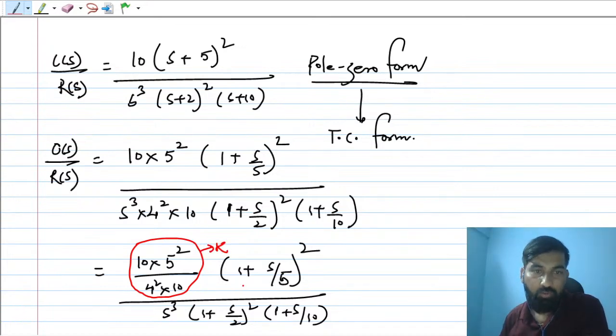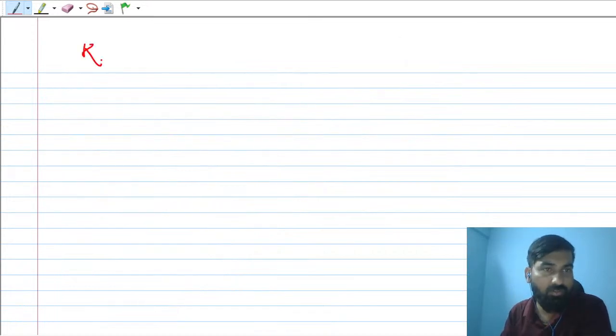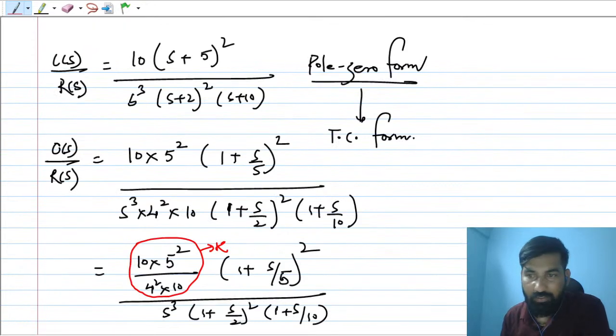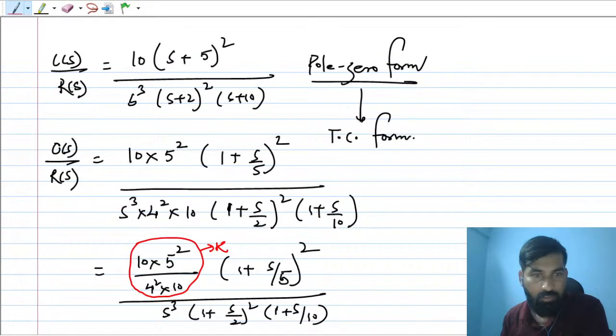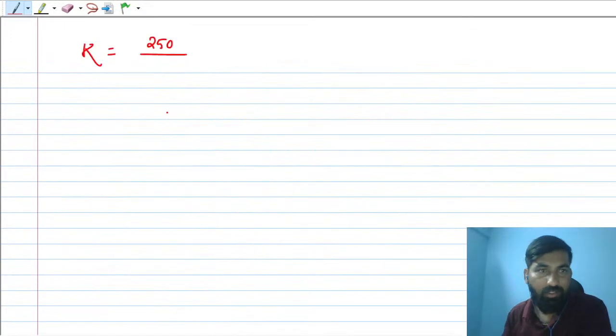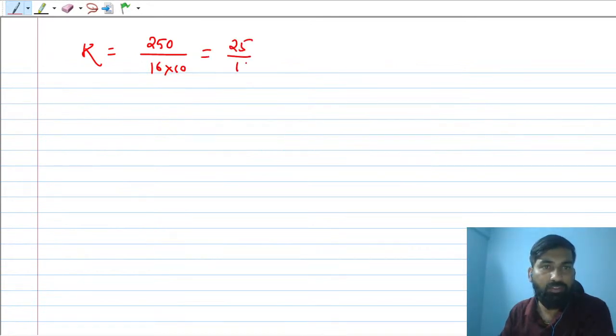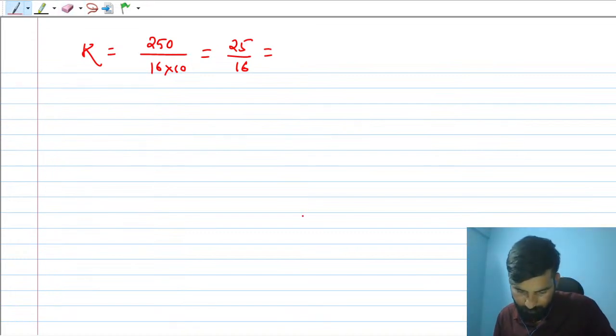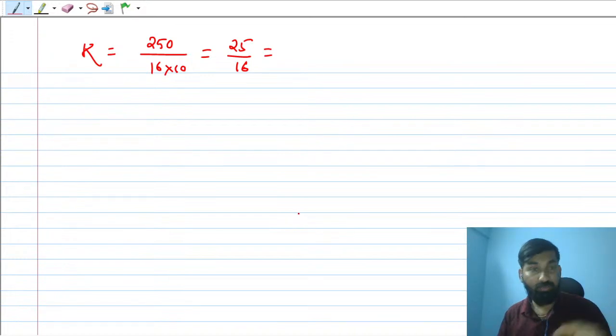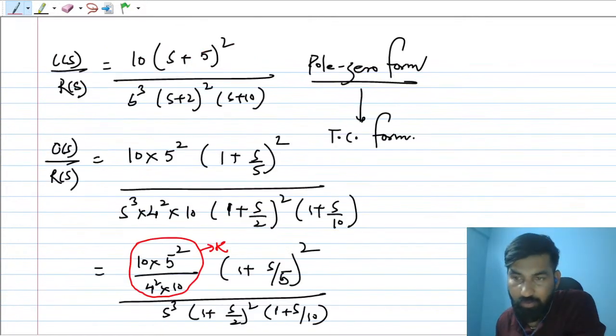Okay, so k is going to be what, let me calculate separately in the next page. So k is going to be 10 into 25, which is 250, by 16 into 10, right? It is nothing but 25 by 16. Okay, so I believe this is fine for you. So 250 by, I think this is 4, right?